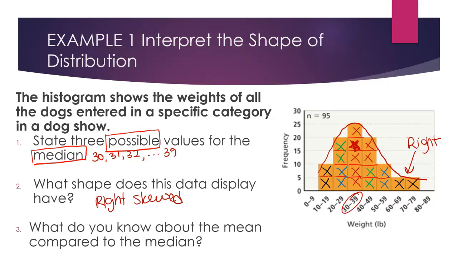Now, if we have a right skewed graph, what could we know about the mean? Well, the mean is going to get pulled towards the tail, so the mean is going to be bigger than the median. And the reason it's going to be bigger is because it's going to get pulled to the right, and numbers that are on the right are larger when we write them in order.